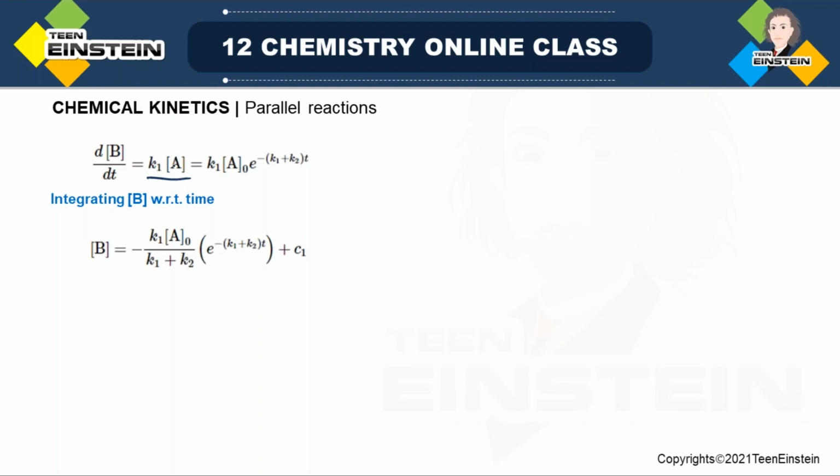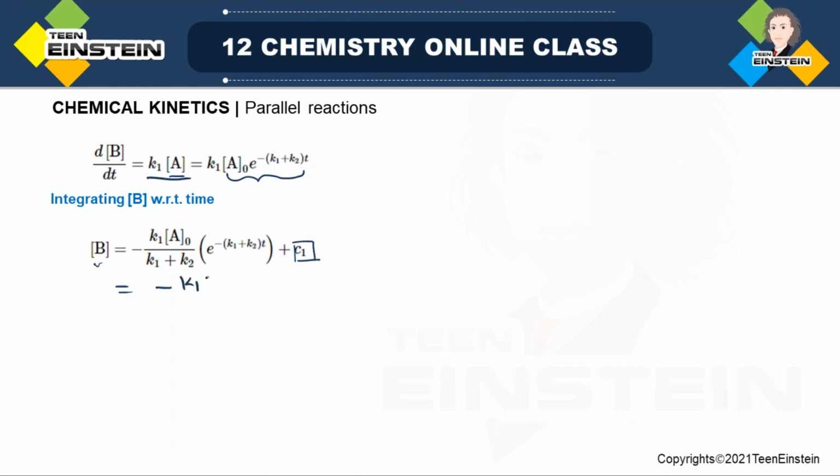So that is why we have written only K1 into A, and there is no negative sign because B is a product. Now we know the value of concentration of A. Remember, this is the value of concentration of A. So that is why we can write it. So dB/dt will be equal to this expression, and if we do the integration with respect to time, ultimately we will get the concentration of B, this type of expression, and we will also have a constant here.